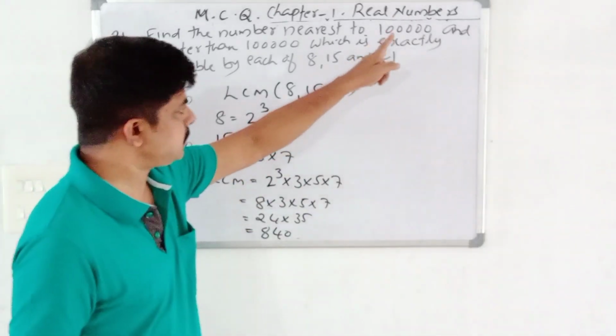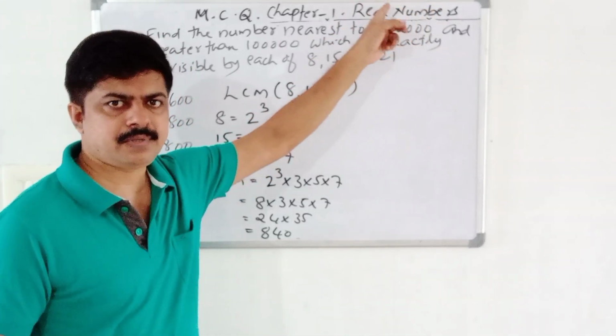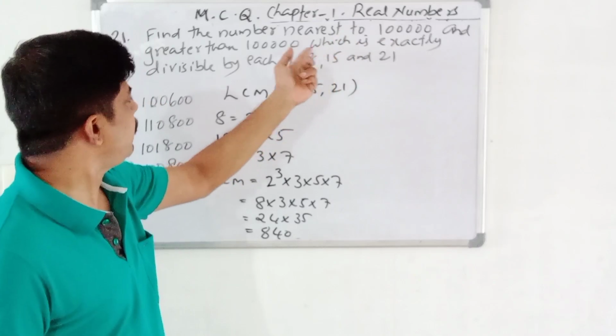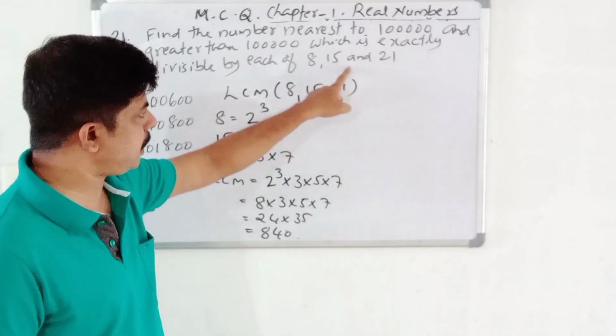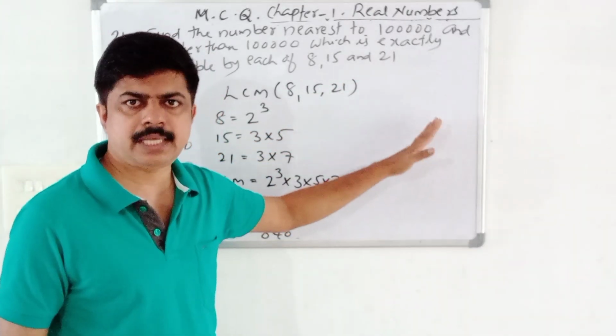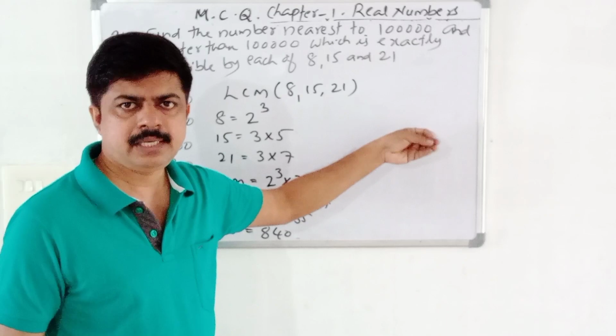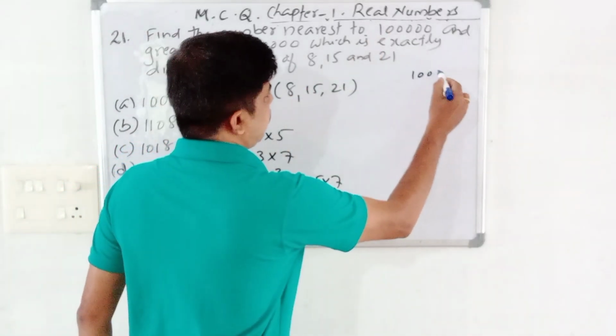Now, our requirement is a number which will be greater than 1 lakh, but which is exactly divisible by each of these numbers. Exactly divisible by each of the numbers means, let us see the remainder. What is the remainder? We have to compensate that remainder. Remainder should be subtracted. Now let us divide 1 lakh by 840.